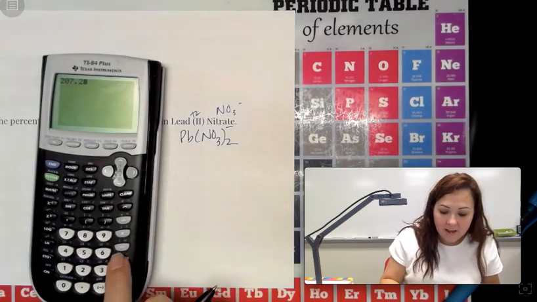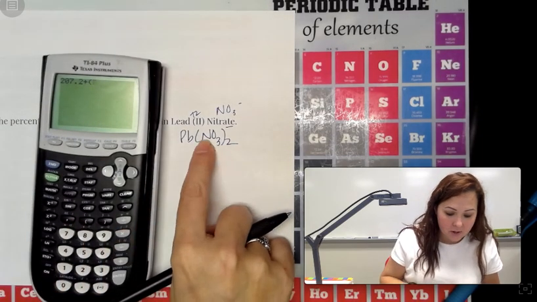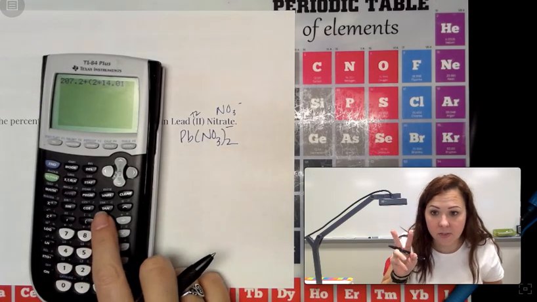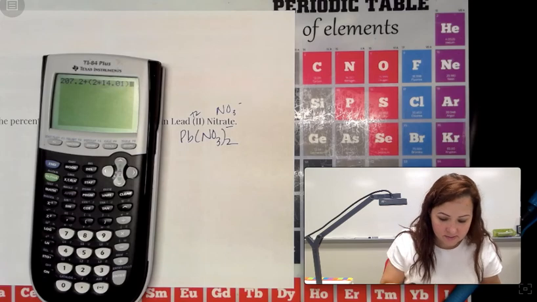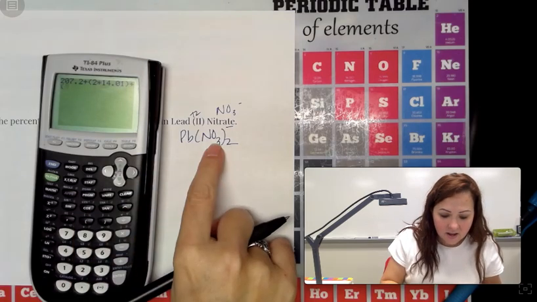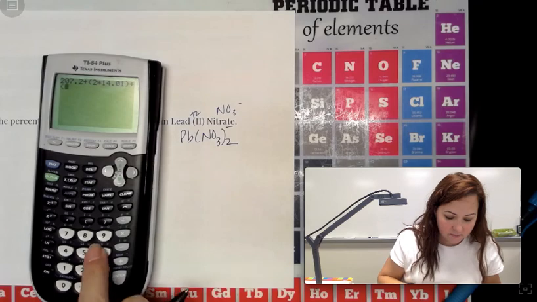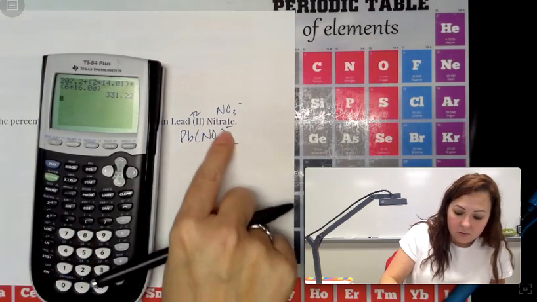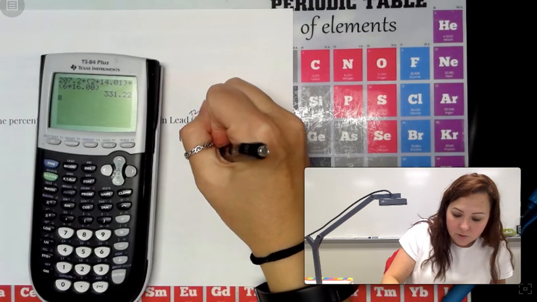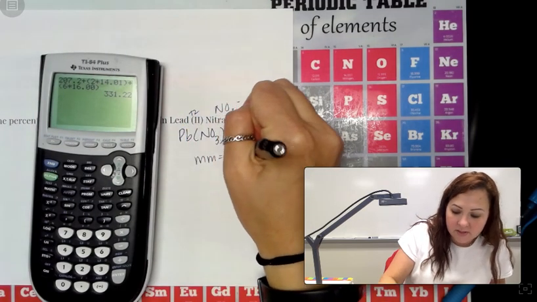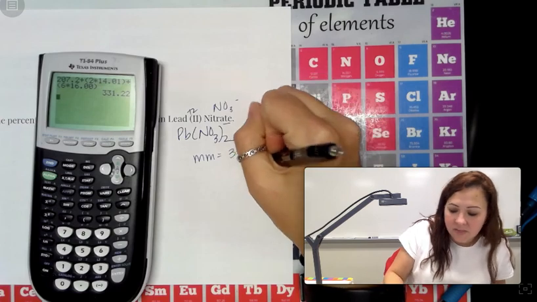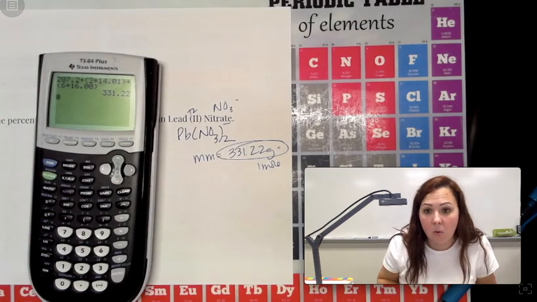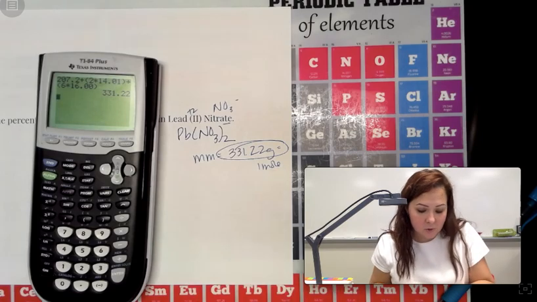Plus, I have 2 nitrogen. So 2 times 14.01. Remember, molar mass always has 2 decimal places. Plus, I have 6 oxygen. So 6 times 16. My molar mass of this whole compound, I'm going to put MM, is equal to 331.22 grams, and that's the mass of 1 mole. This is the only real part that I need to focus in on right now. We're going to deal with that mole later on next semester.